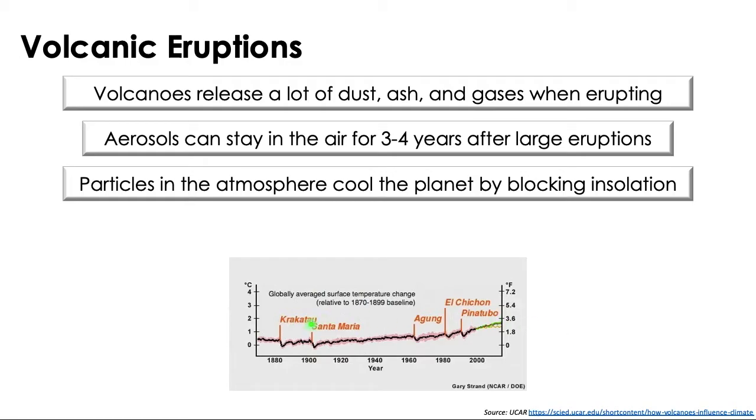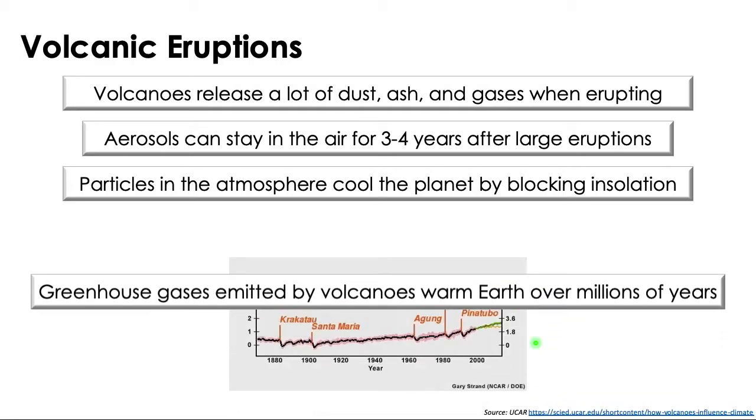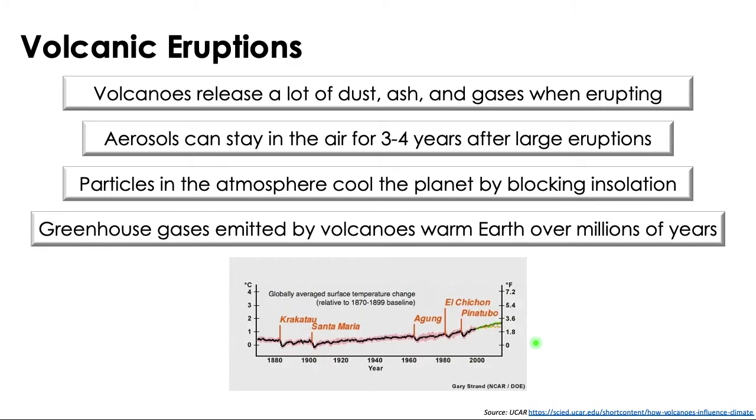So these are 5 major volcanic eruptions that have occurred over the last 150 or so years. And you can see directly after each one, there's a drop in air temperature that lasts for a few years. So volcanic eruptions will have an immediate impact. Large volcanic eruptions will immediately impact the climate by actually cooling the climate, since the sunlight is actually partially blocked by these aerosols. But greenhouse gases emitted by volcanoes can warm the earth if there's a lot of eruptions.